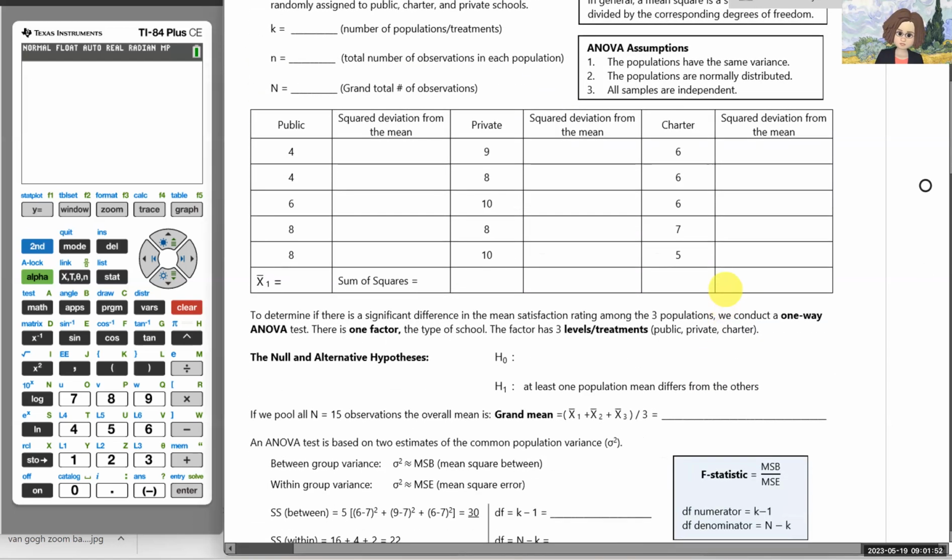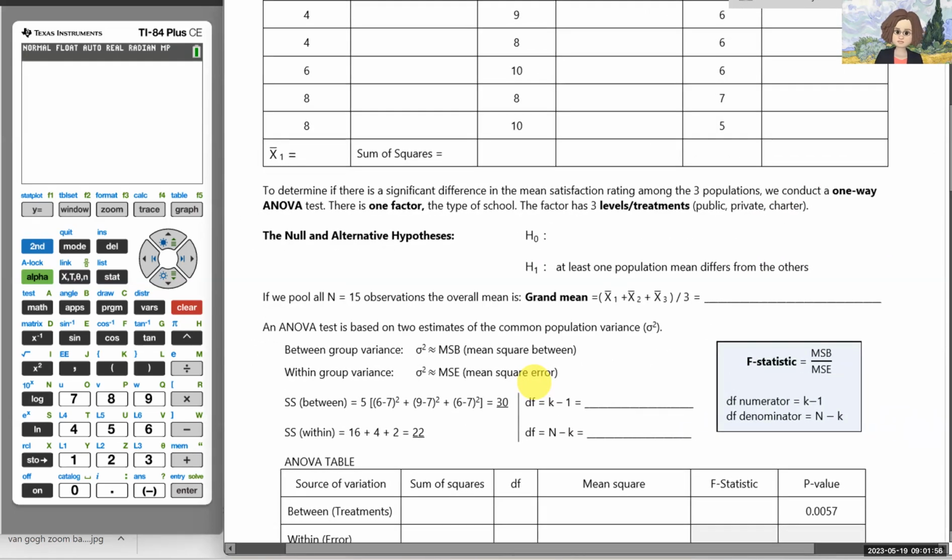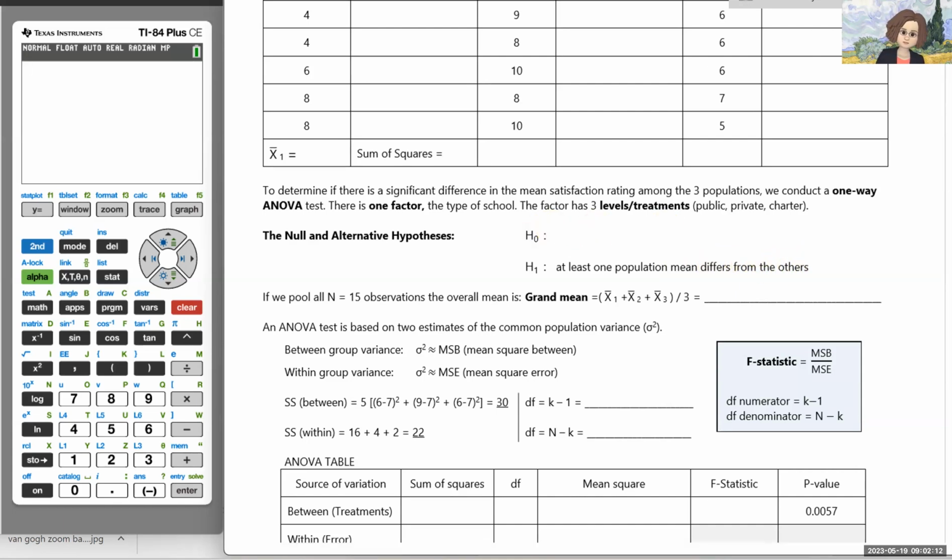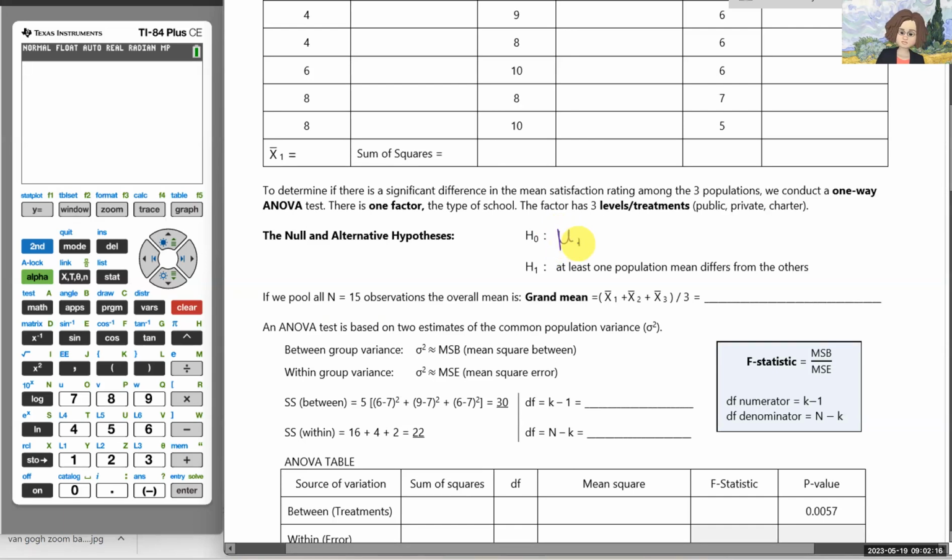Let me scroll down a bit for you. Our alternative hypothesis is just written in English here. We're wondering if at least one of these populations has a mean that's different from the others. Our null hypothesis will be that there is no difference in the mean among the populations. So the mean satisfaction rating of teachers that teach at public schools is equal to the mean satisfaction of those that teach at private schools, and that's equal to the mean satisfaction of those that teach at charter schools. We're wondering if there's evidence that at least one of these population means differs from the others. That is the purpose of conducting an ANOVA test, looking for evidence that at least one mean differs.